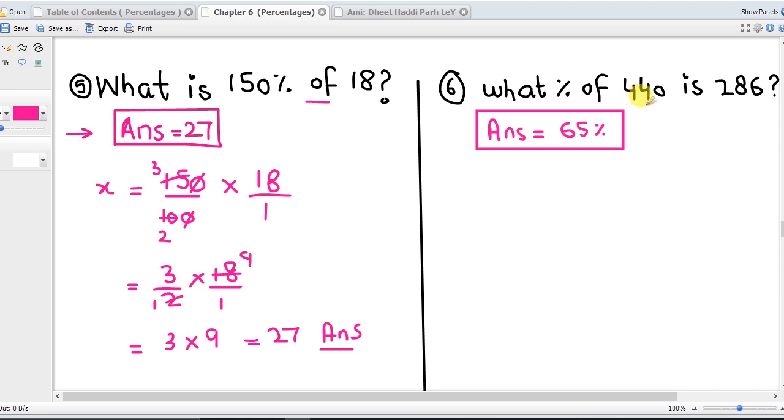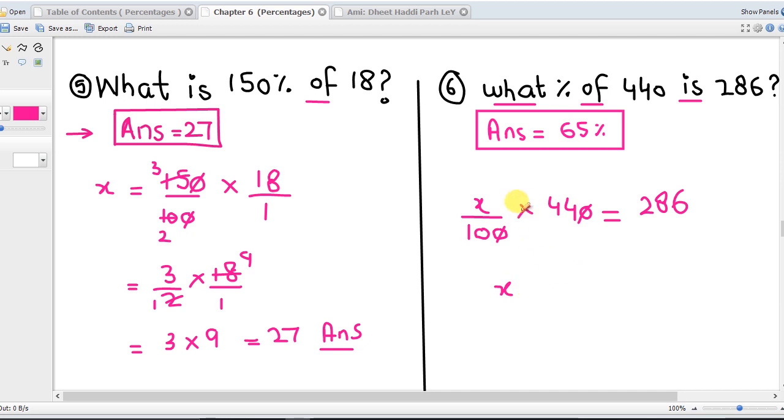Okay, next is what percent of 440 is 286? So what means x? Unknown value that we have to find out. Percent means per means divide, cent means 100, of means times 440, is means is equal to sign, and then we have 286, right? Now we need to find out the value of x. Let's just simplify these zeros here.